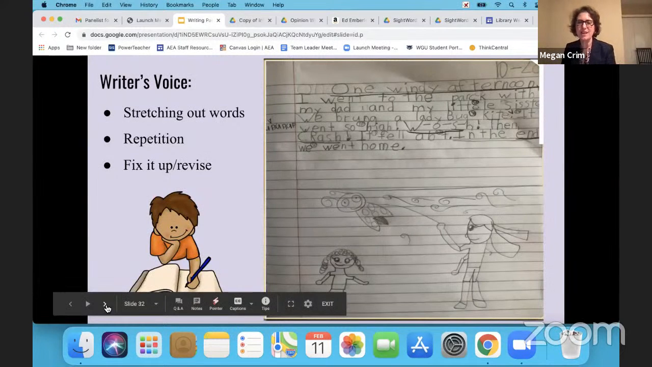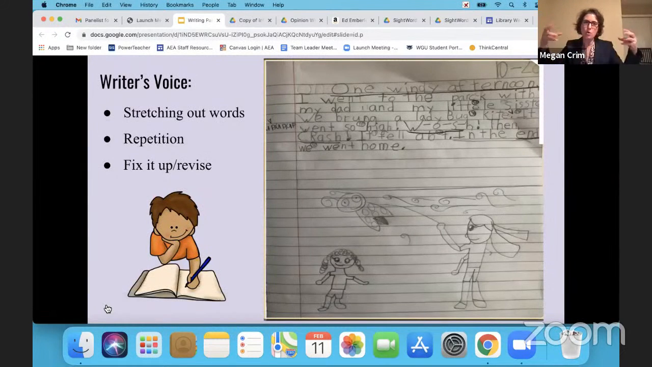This student, just another example of stretching out words and repetition and actually writing the piece down, getting it on paper and going back and fixing it up and adding the voice and the interest in the writing.